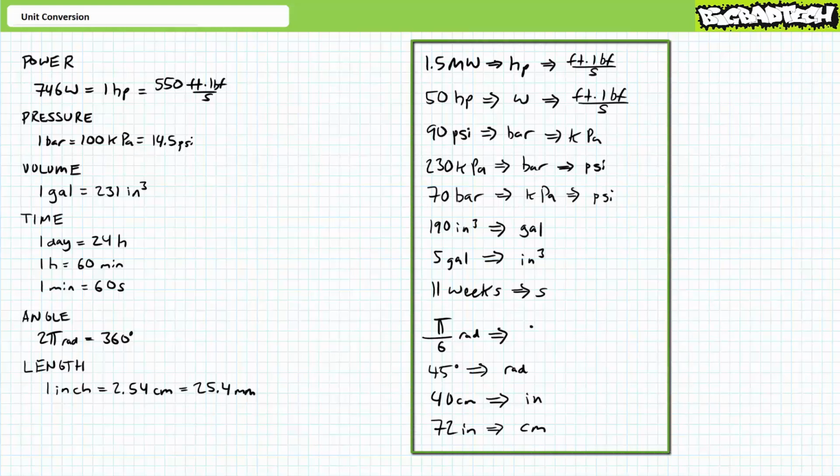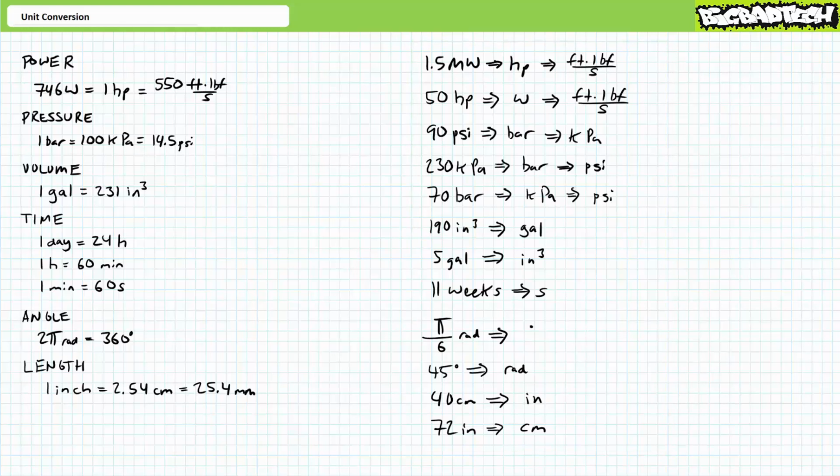Given these quantities, see if you can convert them to a desired system of units. To aid us in this task, we've been given the following equivalencies. Power. 746 watts is equal to 1 horsepower, which is equal to 550 foot-pounds force per second. Watts uses engineering prefixes, whereas horsepower and foot-pounds force per second don't. Pressure. 1 bar is equal to 100 kilopascals, which is equal to 14.5 psi. Both bar and pascals use engineering prefixes, whereas psi's don't.